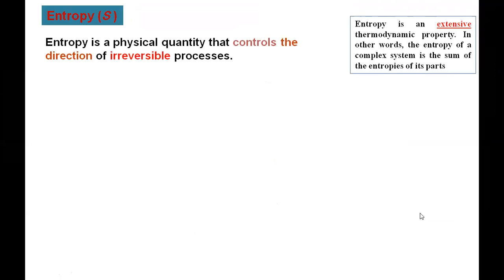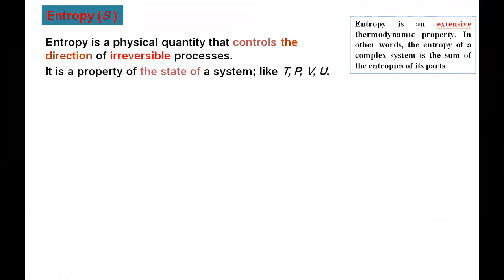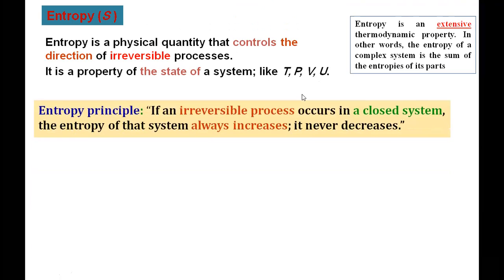So entropy is a physical quantity that controls the direction of a process. It is a property of the state of the system, like temperature, pressure, volume, and energy. In the principle of entropy, if an irreversible process occurs in a closed system, the entropy of the system always increases, and it never decreases.